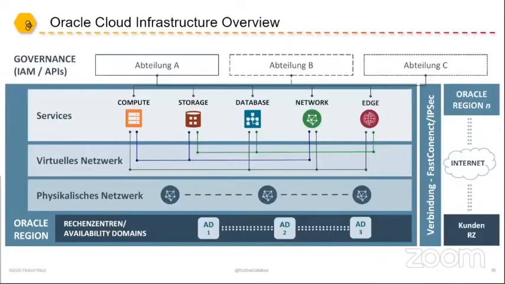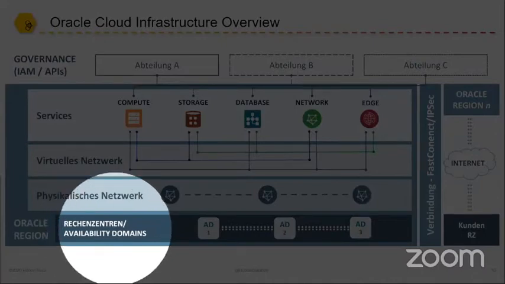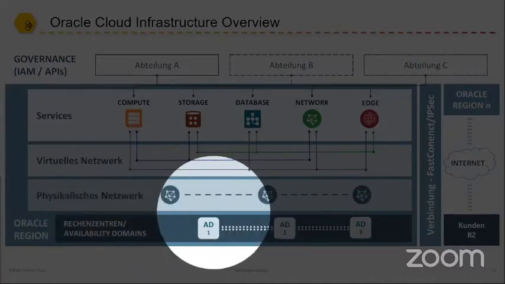On the foundation of the Oracle Cloud is the Oracle region. An Oracle region, to give you an example, is Frankfurt in Europe, or Amsterdam or Zurich, or the big US region in Ashburn or Toronto or whatever. Those regions consist of data centers, and these data centers are called, in Oracle terms, availability domains, typically abbreviated by AD.